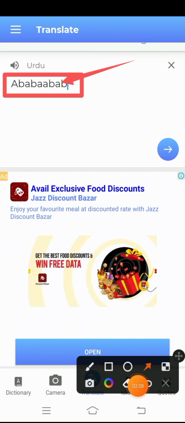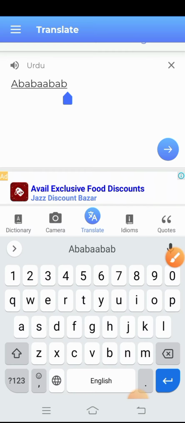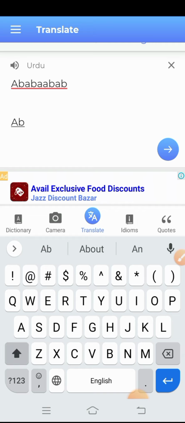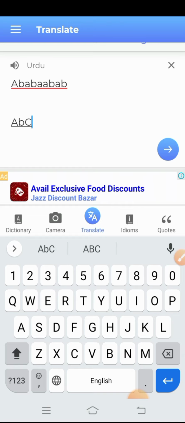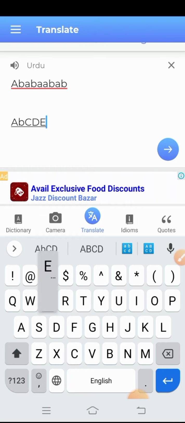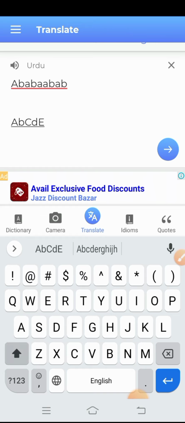You have to write the password like this. So you have to remove it. You have to write your password A B like this. You have to take one letter capital and the following letter small. So you can see here I take a capital letter, then a small letter, then a capital letter, then a small letter.